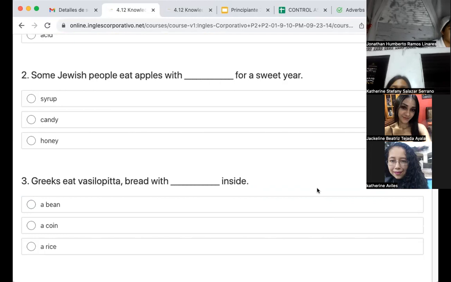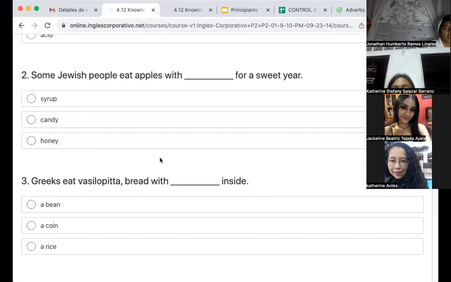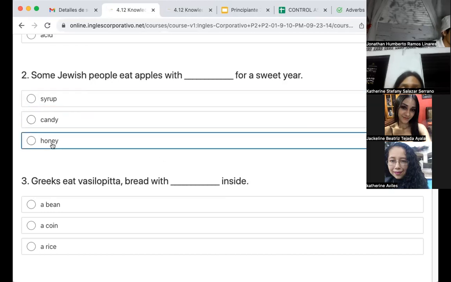Some Jewish people eat apples with a coin? Hmm? A coin. No, no tenemos. Syrup, candy, or honey. Some Jewish people eat apples with honey. Honey. Yes. No me aflijan.